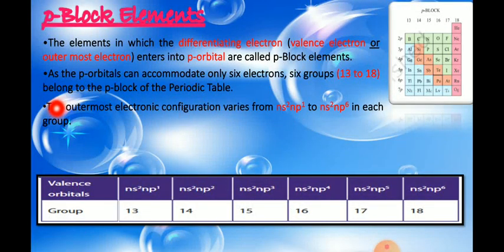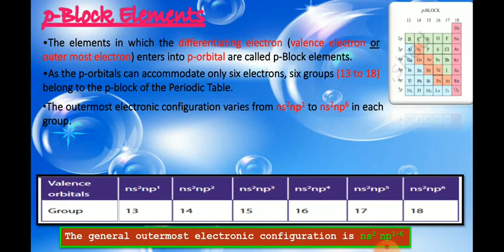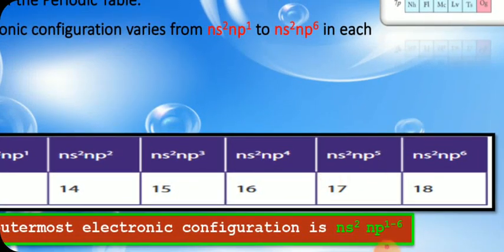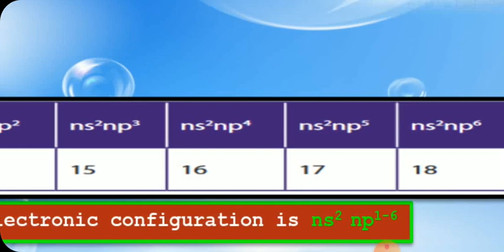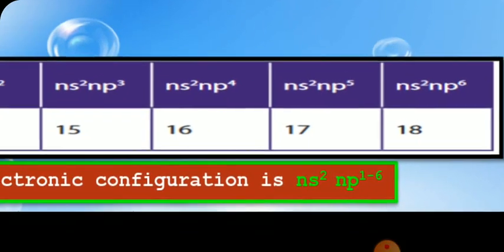Look at this line. The outermost valence shell electronic configuration varies from ns2 np1 to ns2 np6 in case of p block elements. What's the general outermost electronic configuration here? Very simple it is. So very important for 1 mark. Finally this becomes ns2 np6. Can you see this point?